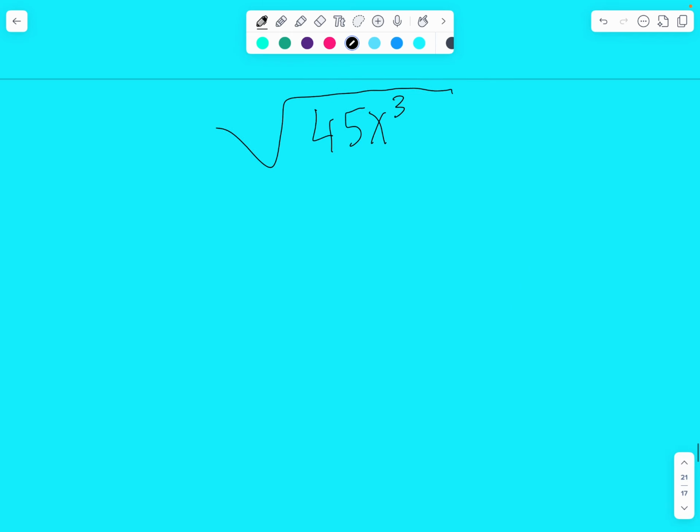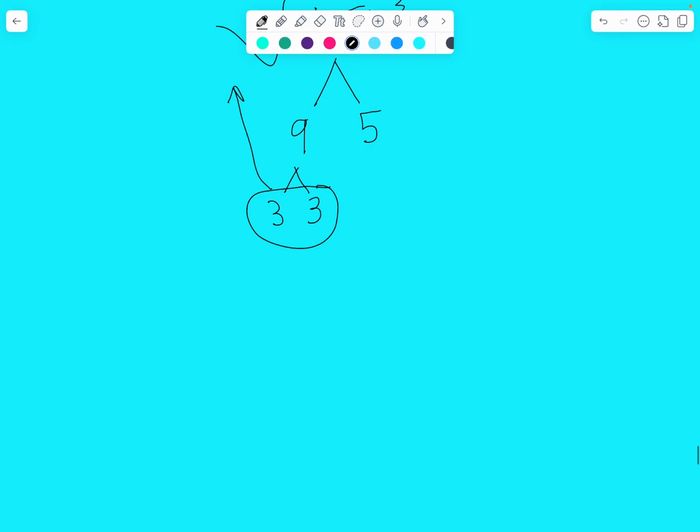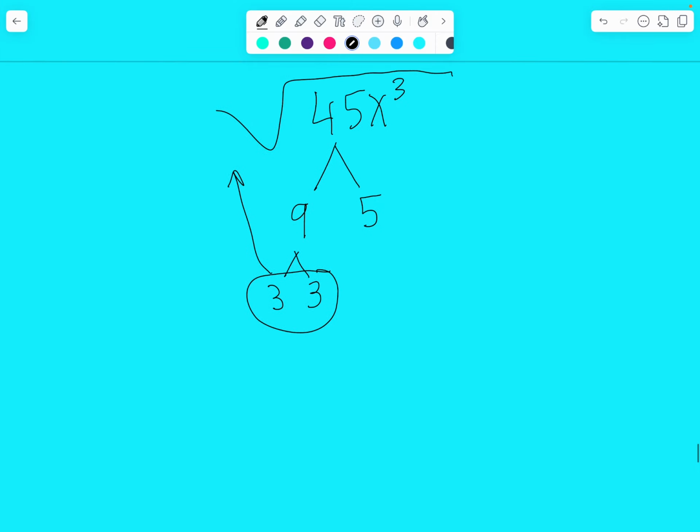Now, this one's a bit trickier. We have the square root of 45 times x to the third power. Let's start with the number. We got what times what gets me 45? I know 9 times 5 does. And then I know 3 times 3 gets me 9, right? Okay, great. They are buddies. They can go outside and hang out, right? Outside the square root. So you have 3, and then inside you have a 3, and then you have a 5.